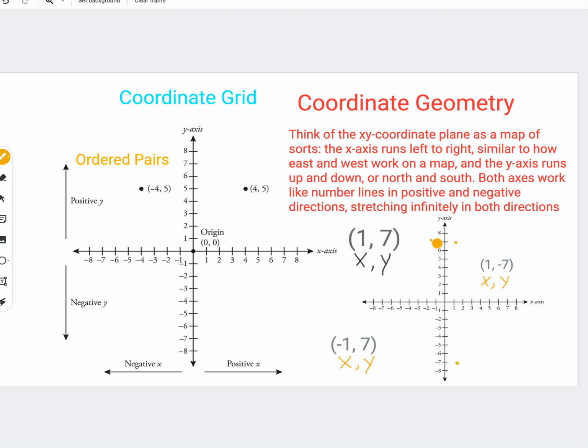Now what happens when we connect our dots together? Let's connect. It makes a triangle.